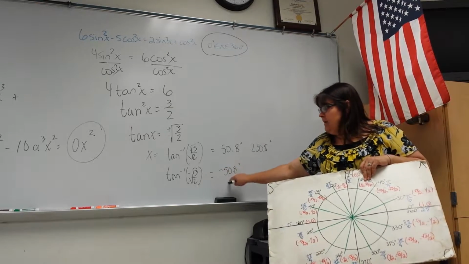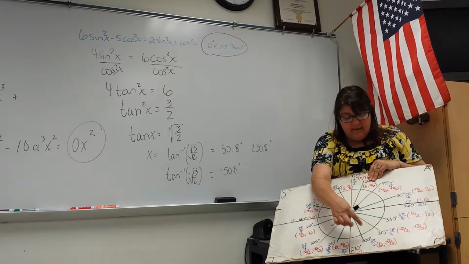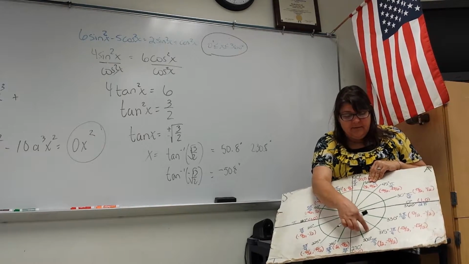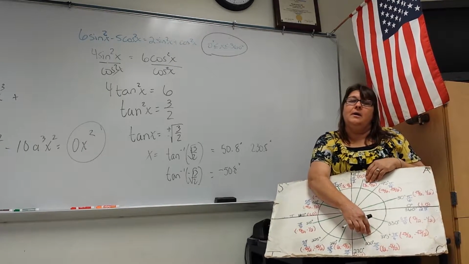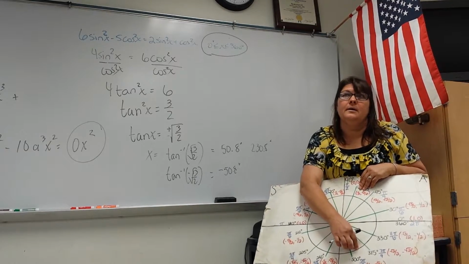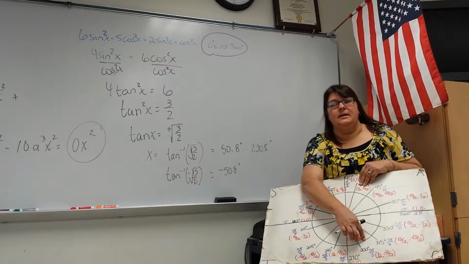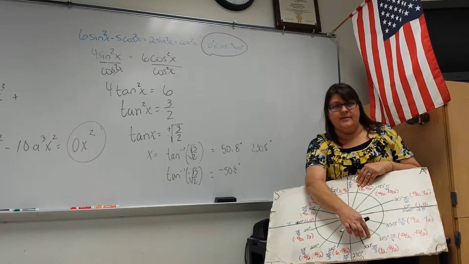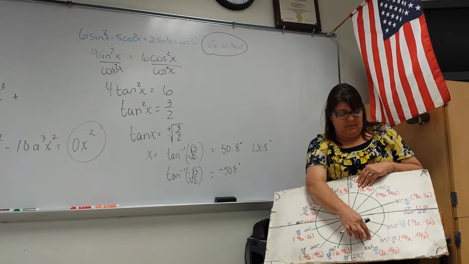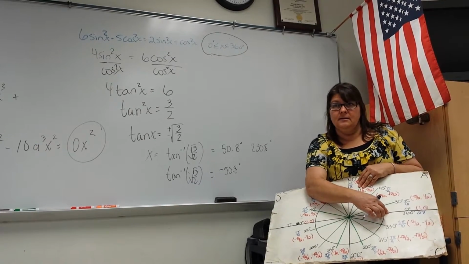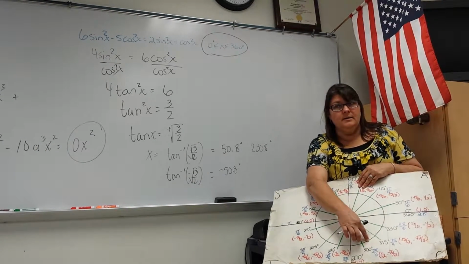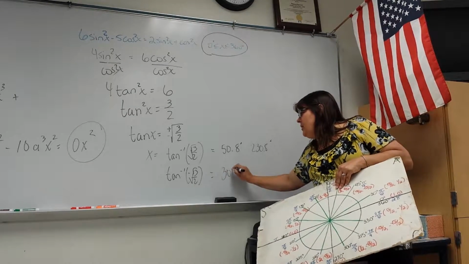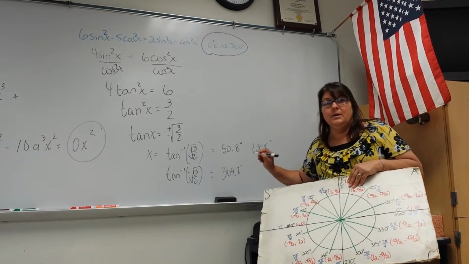Now, negative 50.8 is actually located down in here, between here and here, right? But because it's not between 0 and 360, we have to figure out what place between 0 and 360 actually falls in that same spot. So you do 360 minus 50.8, which is 309.2. So what do you get? 309.2. Yes.